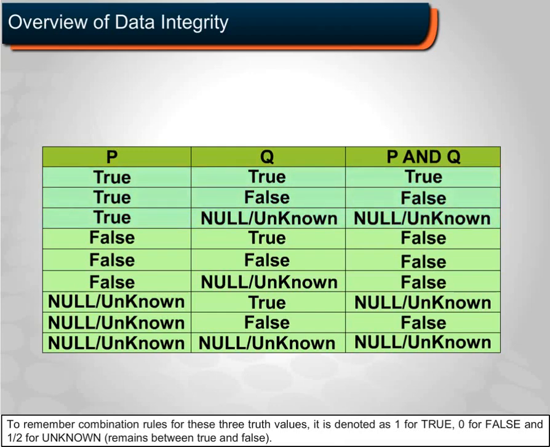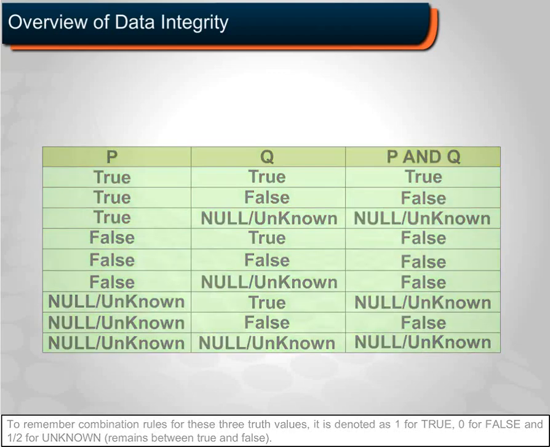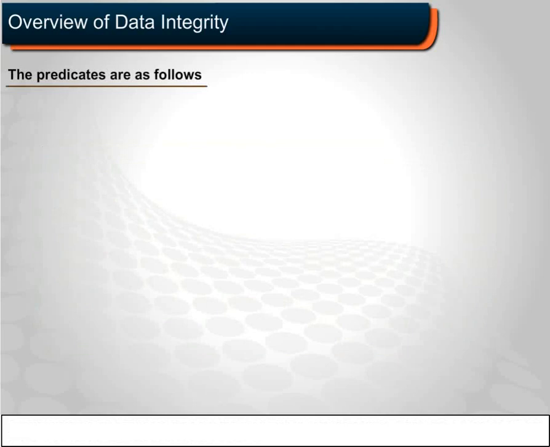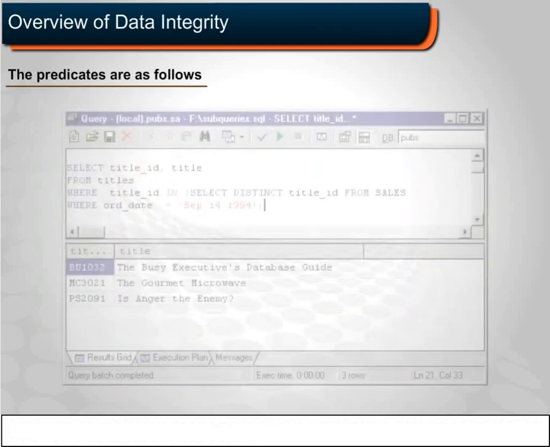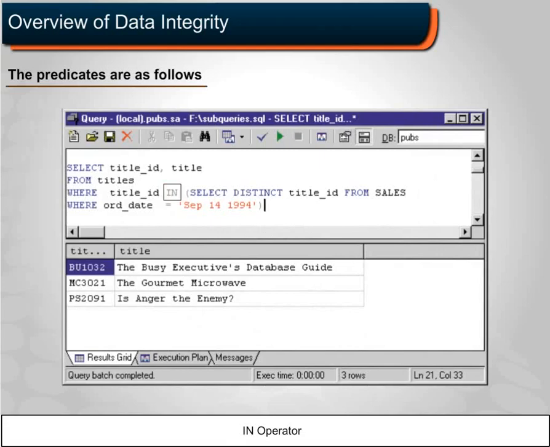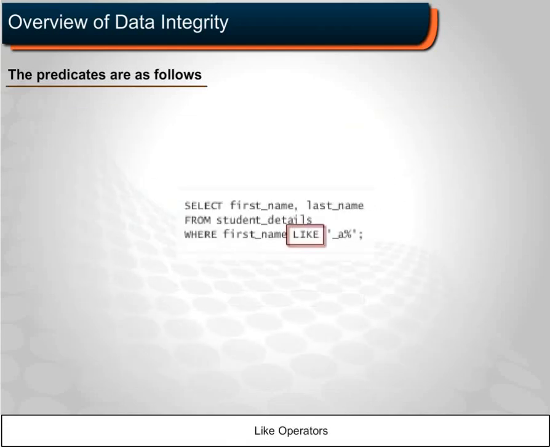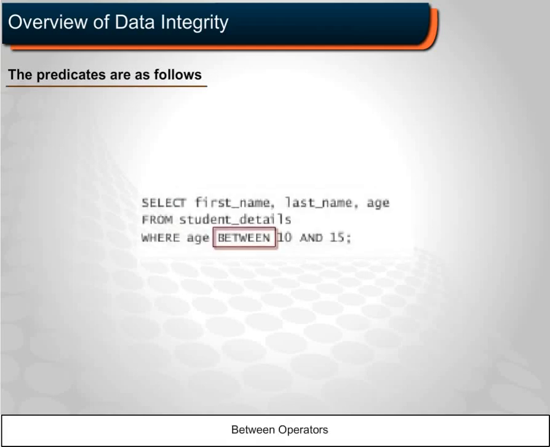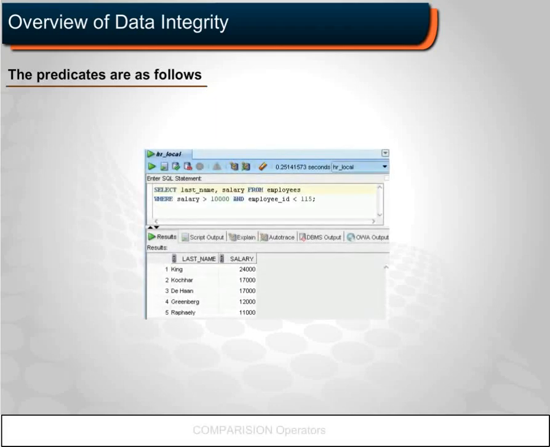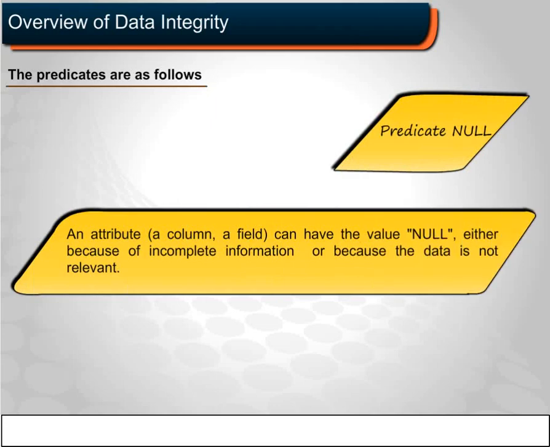To remember combination rules for these 3 truth values, it is denoted as 1 for true, 0 for false, and 1/2 for unknown, that is, it remains between true and false. The predicates are as follows: null operator, in operator, like operators, between operators, comparison operators.